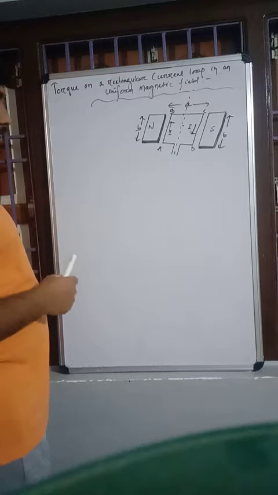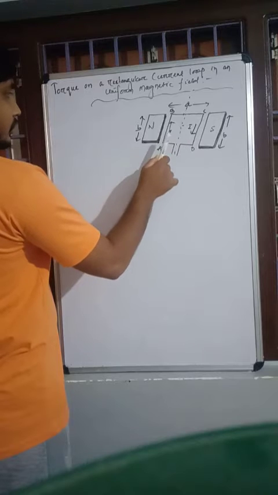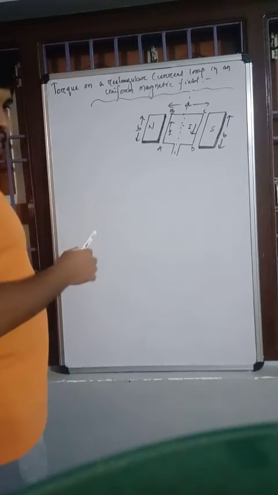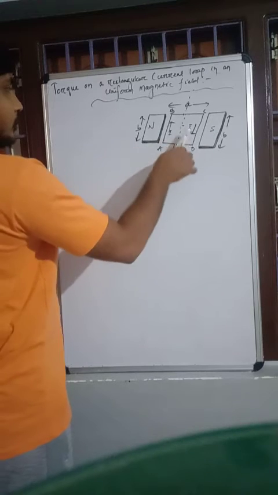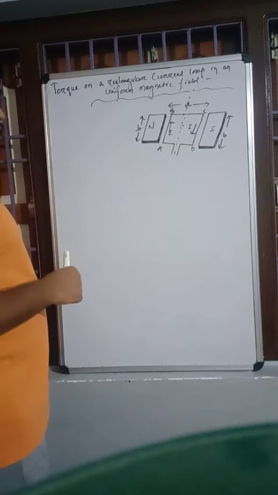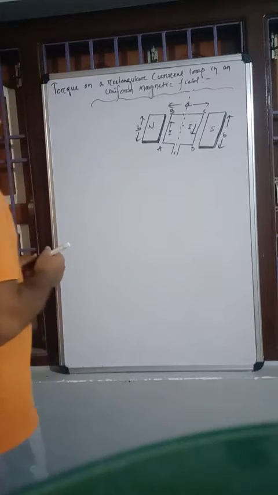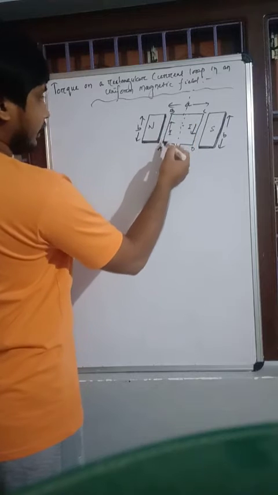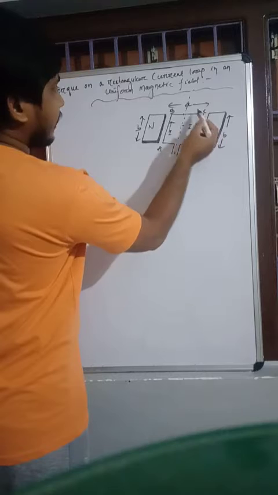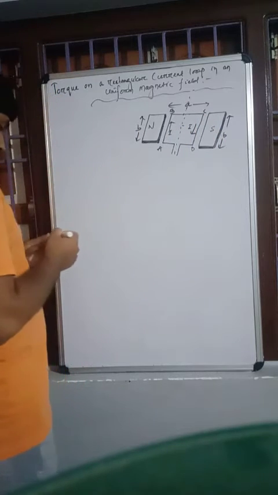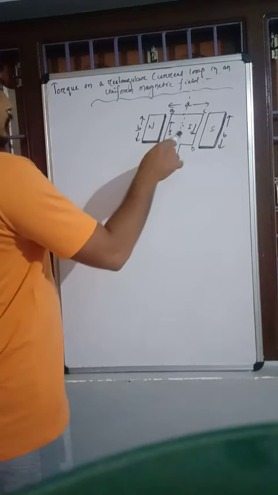Here in the first case, I have taken that the plane of this loop is along the magnetic field. Means both the magnetic field and the plane of this loop are parallel to each other. They are lying in the same plane. And the length of this rectangle I have taken b, and breadth I have taken a. So now we will find out what will be the torque.